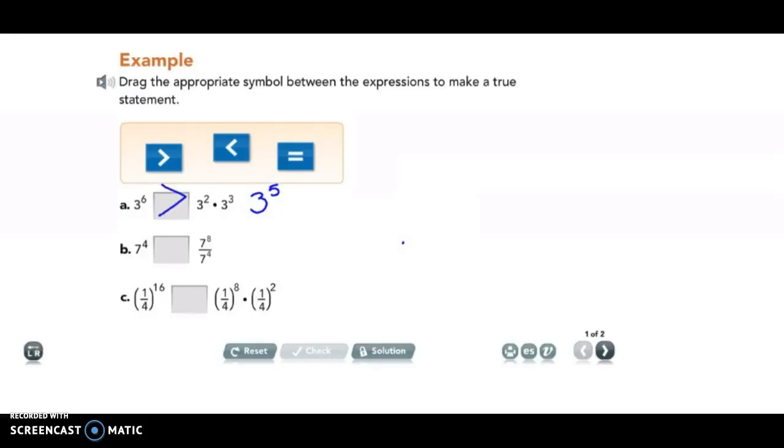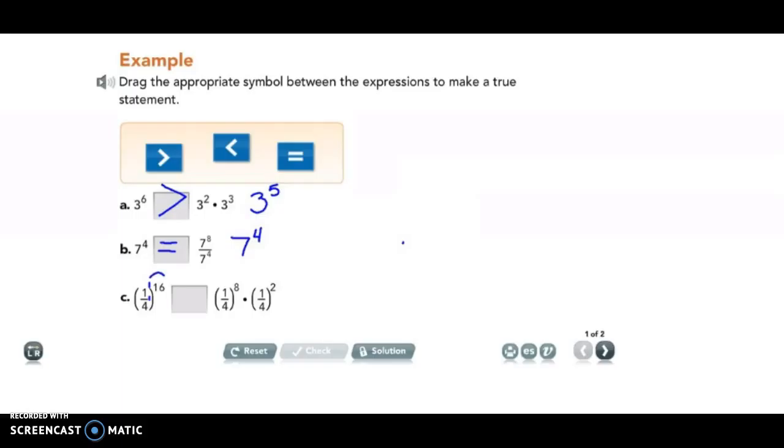For B, we have 7 to the 4th, and on the other side, we have 7 to the 8th over 7 to the 4th. When we have these that are dividing, then we subtract our exponents. So those two are going to be equal, 7 to the 4th on both sides. The last one is 1/4 to the 16th power. Well, remember that we have an invisible exponent of 1 next to each of those.